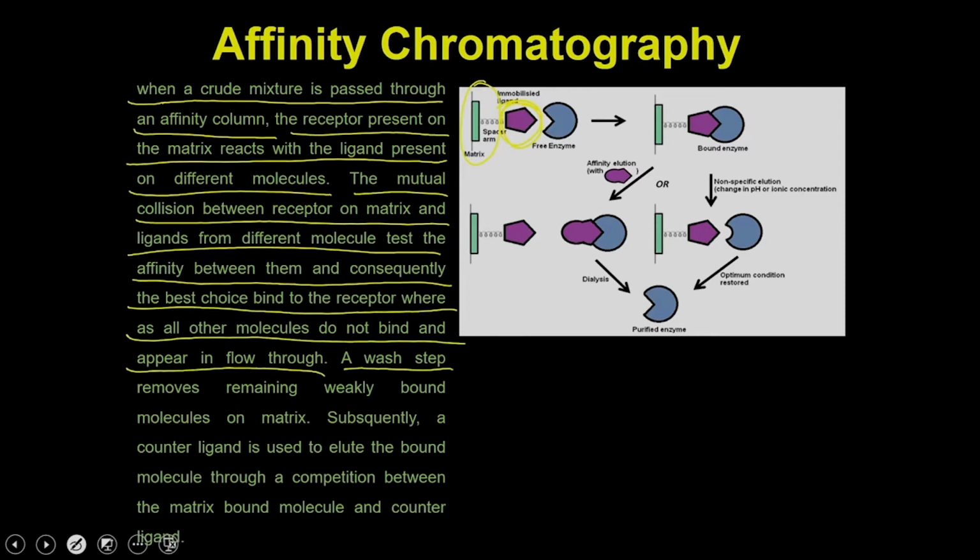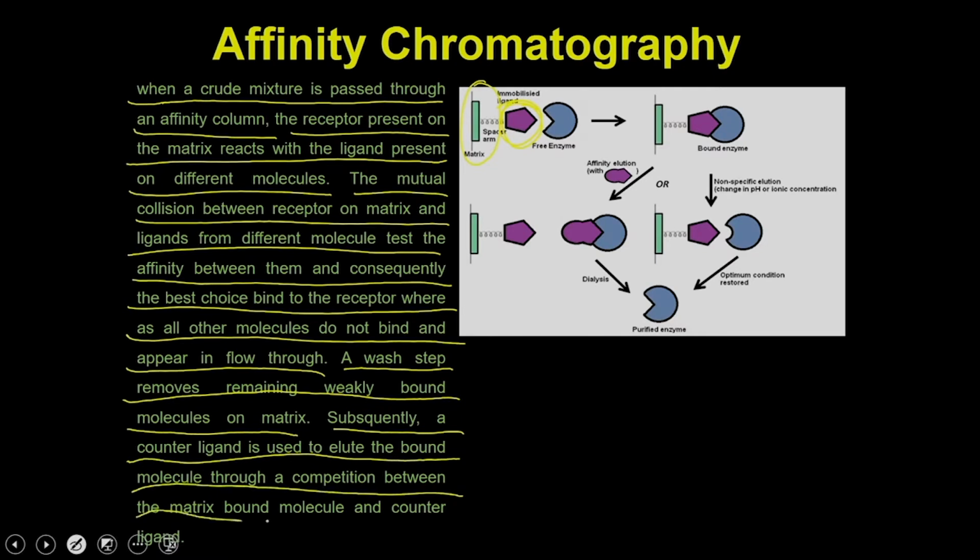Then you do a wash step to remove the remaining weakly bound molecules present on the matrix, and ultimately you put in the counter ligand, which is used to elute the bound molecule through competition between the matrix-bound molecule and the counter ligand. So, for example, in this case we have taken a matrix and coupled the ligand. This ligand has an affinity for the enzyme, which serves as a receptor. In this process it forms the receptor-ligand complex.